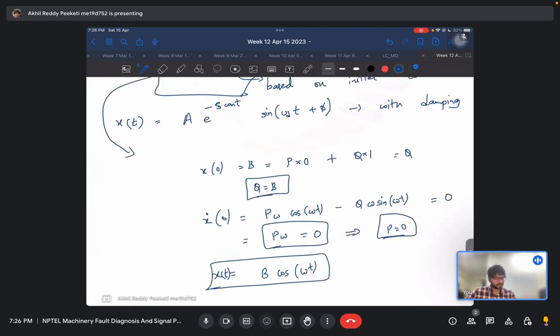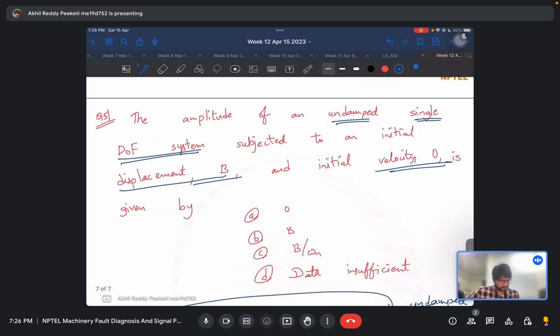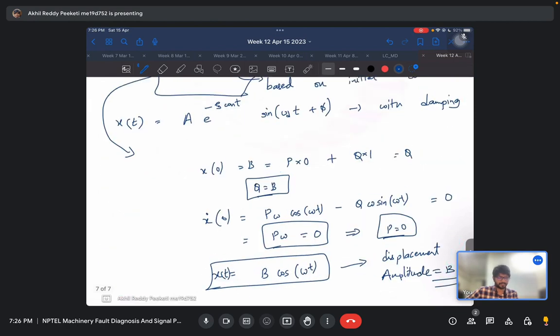So what should be the displacement amplitude? Equal to B. As you see here, the initial displacement B actually becomes the displacement amplitude if you are not giving any velocity in a single degree of freedom system, a spring mass damper system.